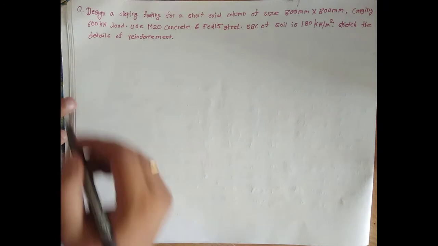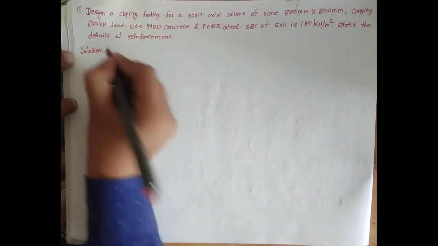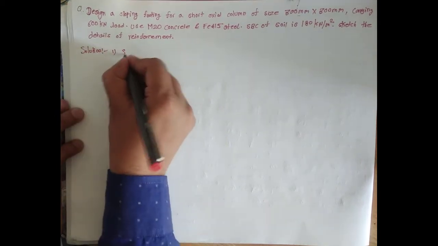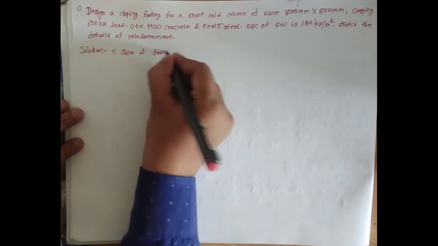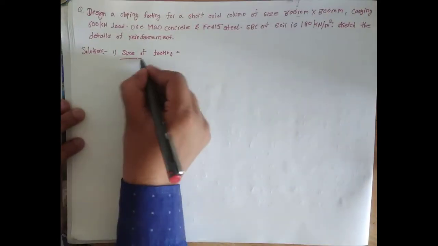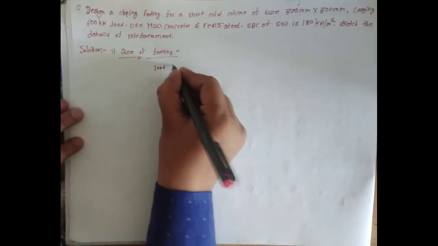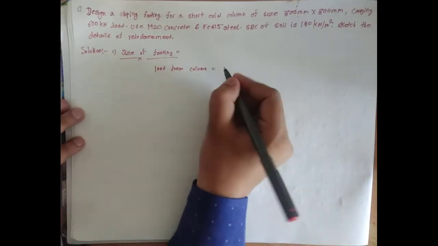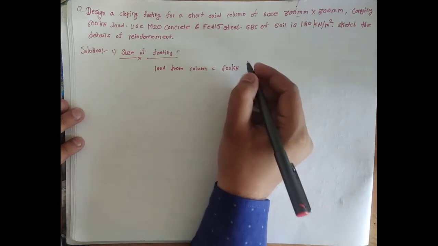So now we will start with the design. Solution. Firstly, what is given: size of the footing. I write down the steps. Regarding the calculation of size of footing, for that we require the load from the column, which is 600 kN.